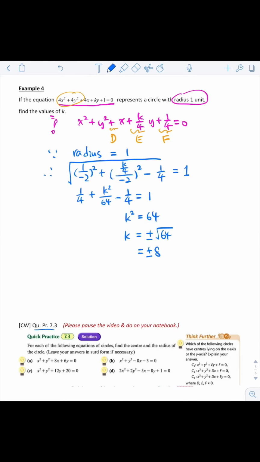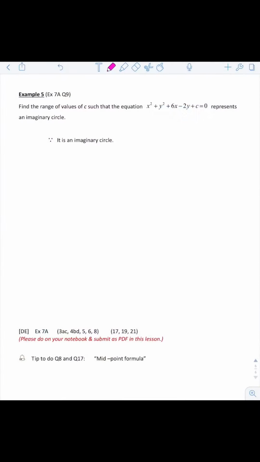Now, your turn. Please try quick practice 7.3. You can pause the video and do it in your notebook. And after you finish quick practice 7.3, you can try to think further for these questions. Example 5. This is the last example of this section. It is a question from exercise 7A.